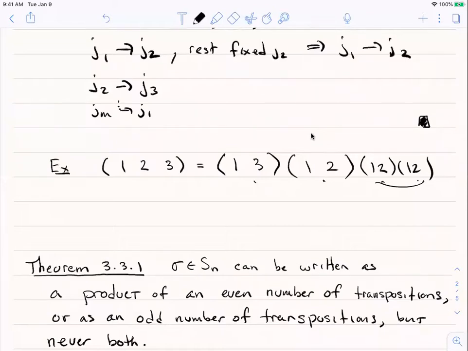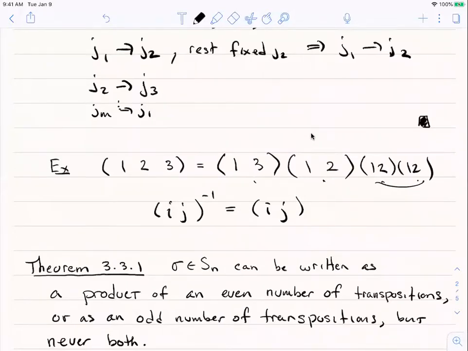Maybe I should have mentioned this above, but the inverse of a transposition is itself. If you're going to undo the permutation that switched i and j, you should just switch i and j again. So when I multiply by 1, 2 and 1, 2 over there on the end, I'm just multiplying by something and its inverse. That's the identity. It's not going to change it. But it's a different product of transpositions. Those transpositions won't commute, but it's a different product of transpositions.